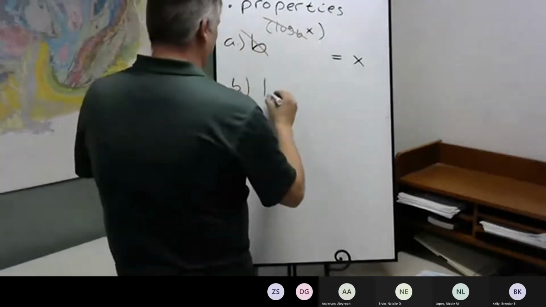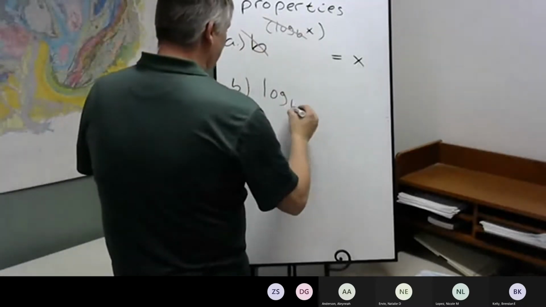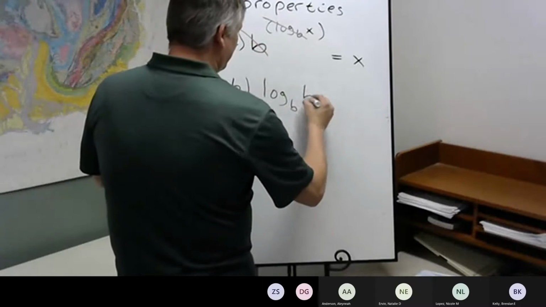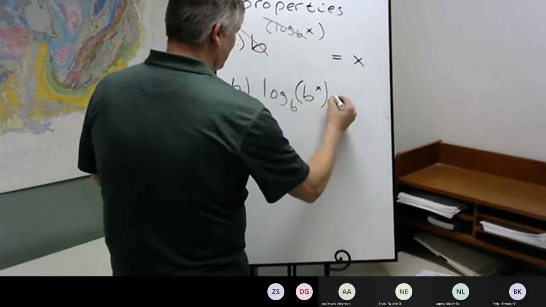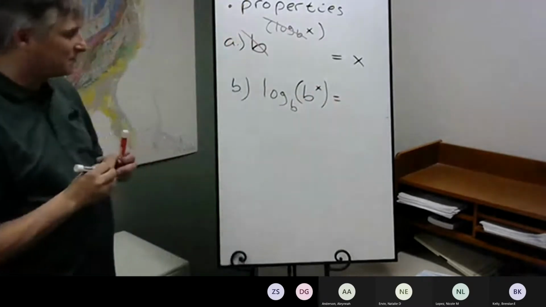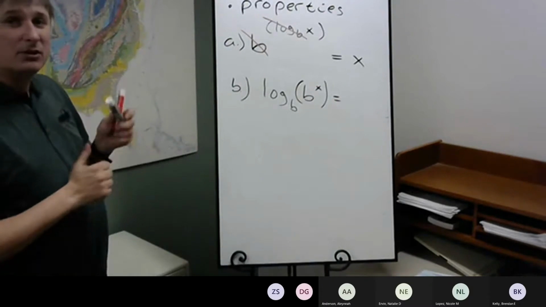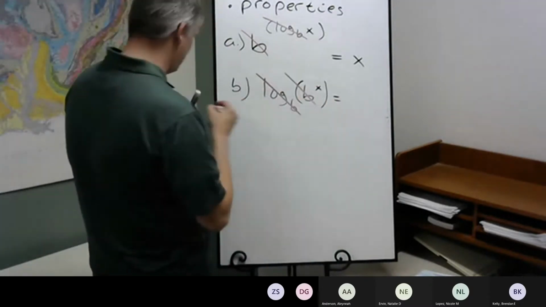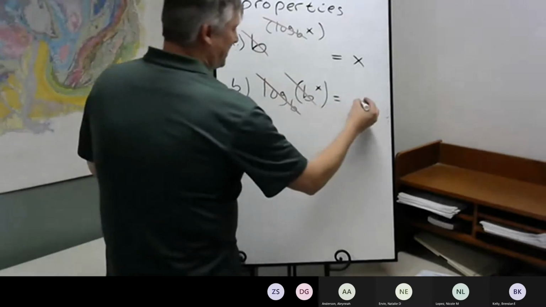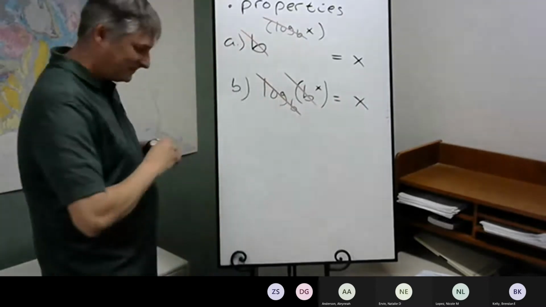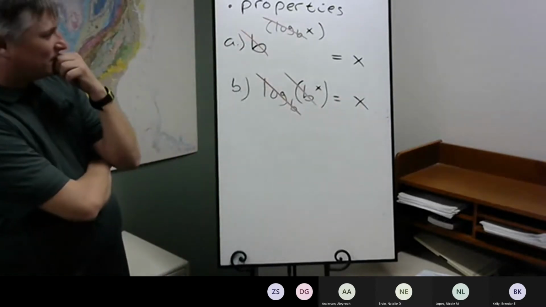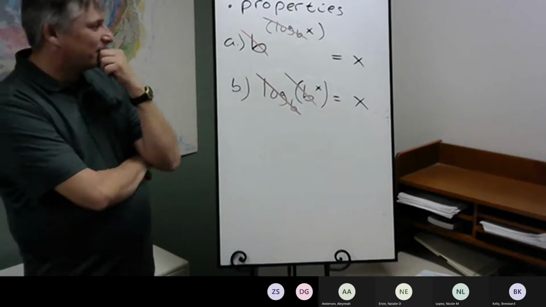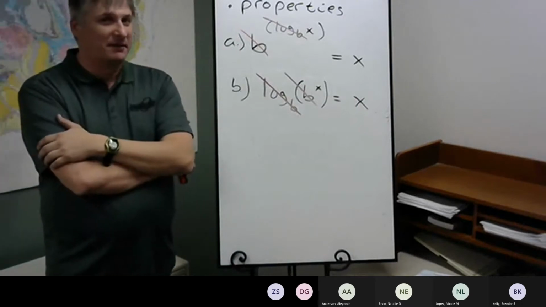Likewise, log base b, here's f of x, that is just x. Again, the log and the exponent base are going to cancel out, and we get just x. Questions about that?